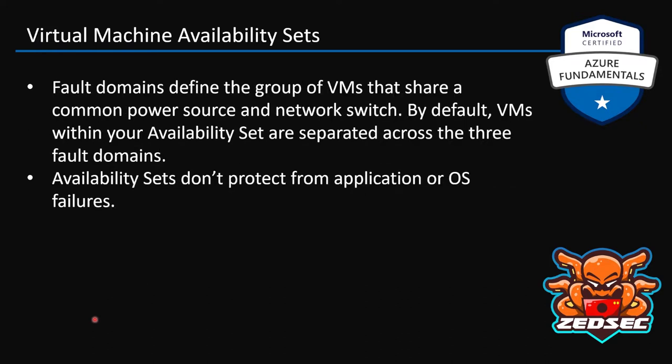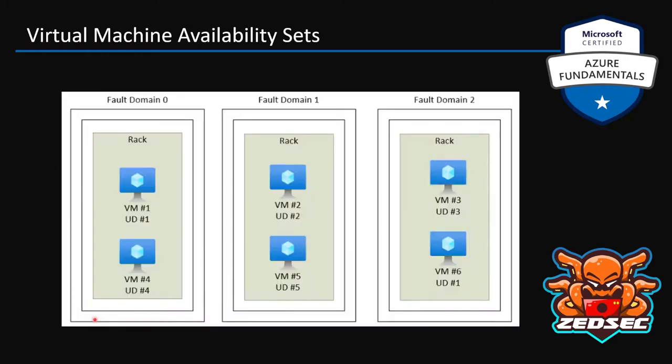A fault domain defines the group of VMs that share a common power source and network switch. By default, VMs within your availability sets are separated across these 3 fault domains, and availability sets don't protect from application or OS failures. So here's a little diagram of an availability set.